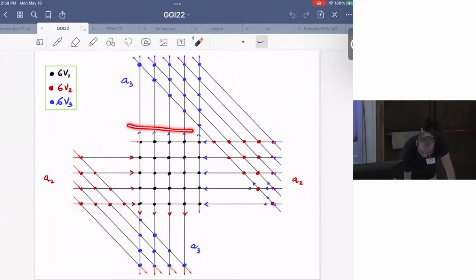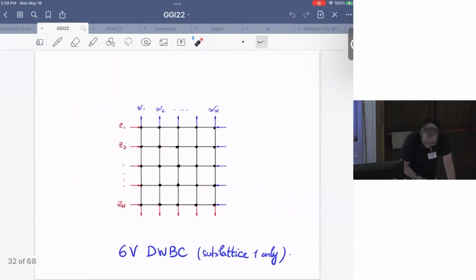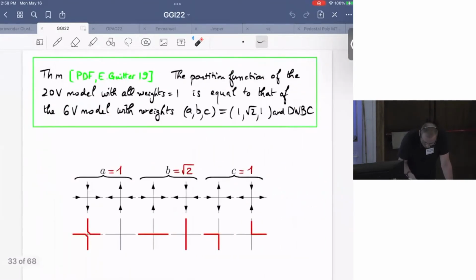So what you end up with at the end of the day is a bunch of numbers that multiply the center, which is the partition function of 6 vertex. That's it. So this is how you go from 20 to 6. Okay, and so only the sublattice 1 subsists. Okay, so here is the theorem. Okay, in the case where you're uniform, right, all the weights equal to 1, I showed you that A, B, C for the sublattice 1 should be 1, square root of 2, 1. Okay, so these configurations with these weights, they count something actually, right? So this is kind of a new thing.